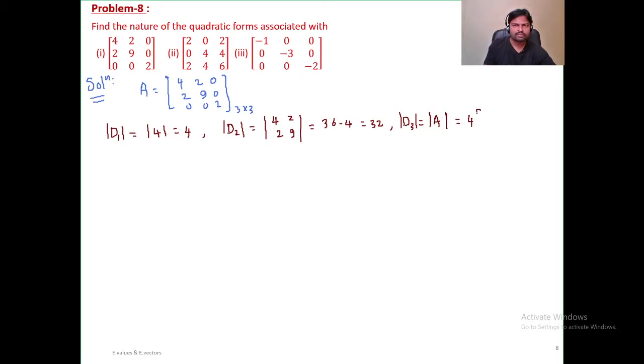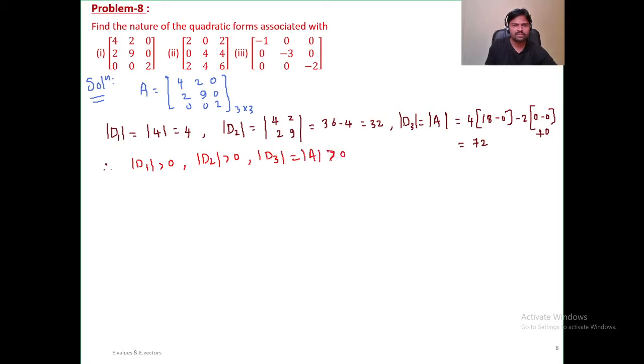Now, what is determinant of A? So 4 into 9 twos are 18 minus 0. Okay. And minus 2 into 2 zeros are 0, 9 zeros are 0. And 0 into that is 0. Okay. So this will be 72. So therefore I got all are positive. So therefore conclusion: determinant of D1 is more than 0, determinant of D2 is more than 0, and determinant of D3, which is determinant of A, is also more than 0.